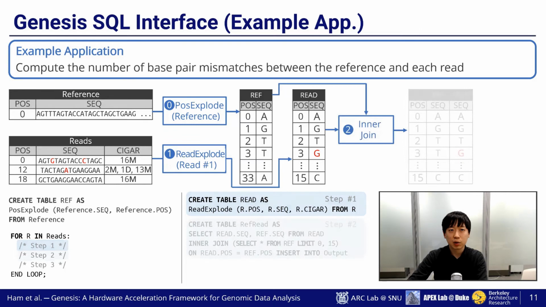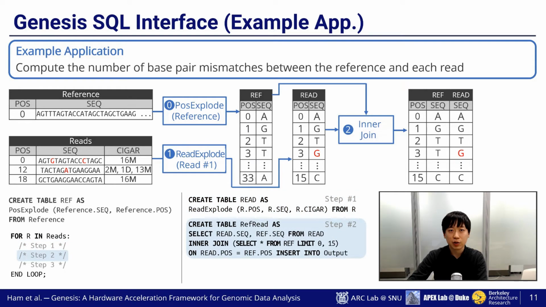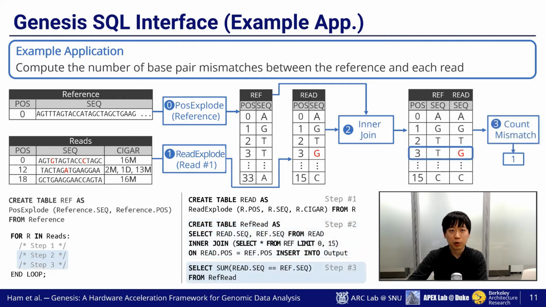Second, the outcome of the previous operation is now inner-joined with the subset of the ref table using pos as the key, and its corresponding SQL is also shown on the bottom of the slide. Finally, the number of rows that have a mismatch between the ref base pair and the read base pair are counted and outputted. Then these 3 steps are repeated for other reads.